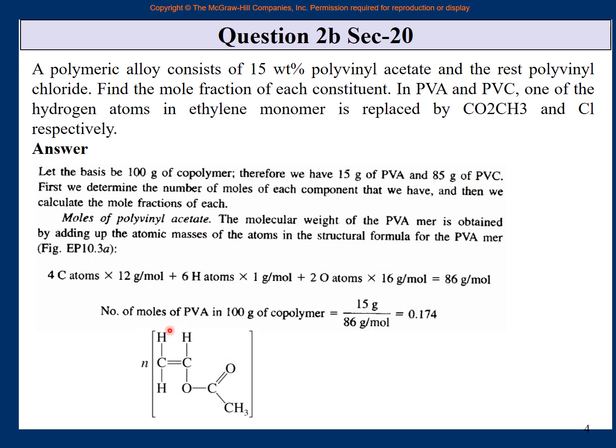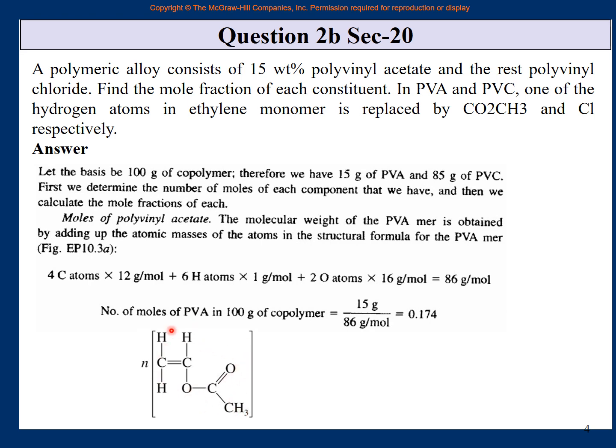Now this is PVA, right? We told you that in PVA, remove one hydrogen and replace it by this. So all other hydrogens are there as in ethylene, but this one hydrogen is now this group. So here, how many carbons? 1, 2, 3, 4. 4 carbons. How many hydrogens? 1, 2, 3, and 3, 6. How many oxygens? 1 and 1, 2.